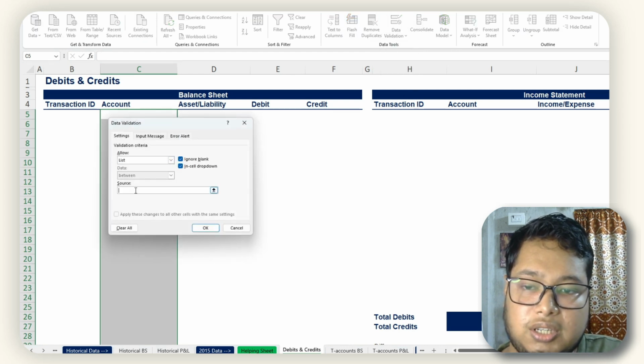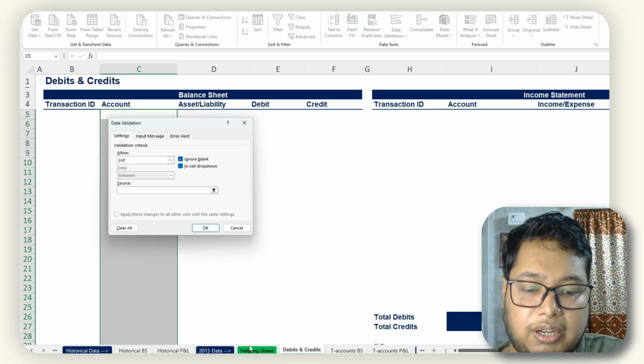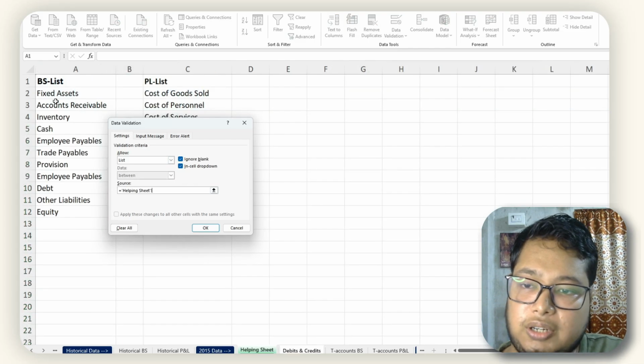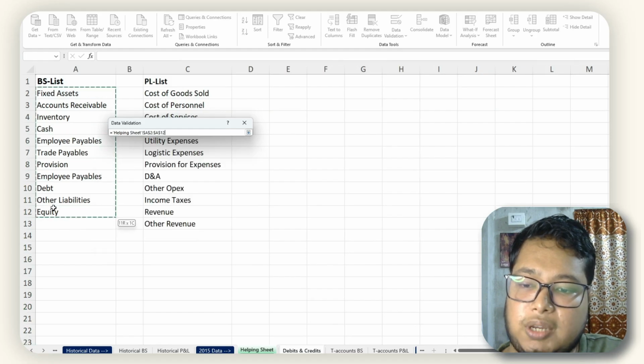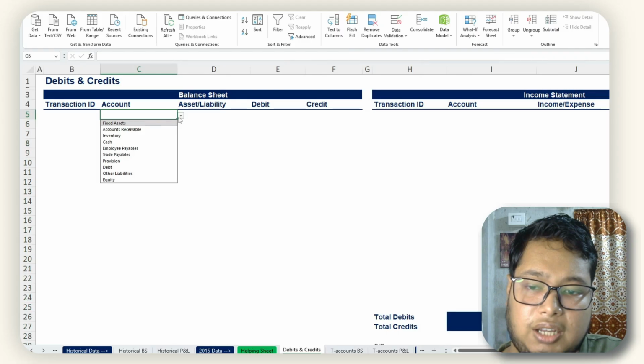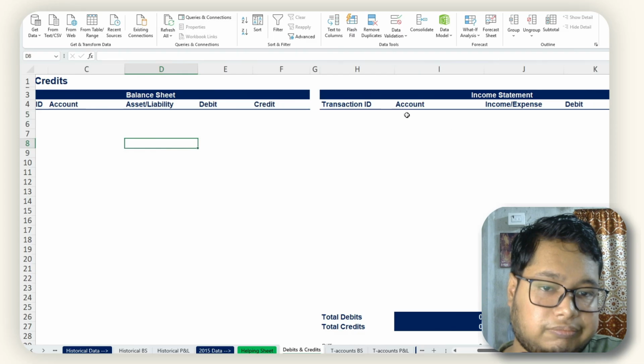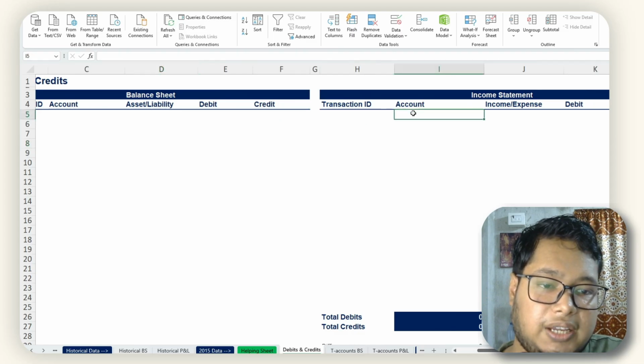Our list source is the part for the balance sheet. Here it is wrong, so I will take the balance sheet entries list only. So these are the list for the balance sheet, and hit OK. Now if I click here, I will get the list. That goes for the balance sheet, and I have to do the same for PNL or income statement as well.